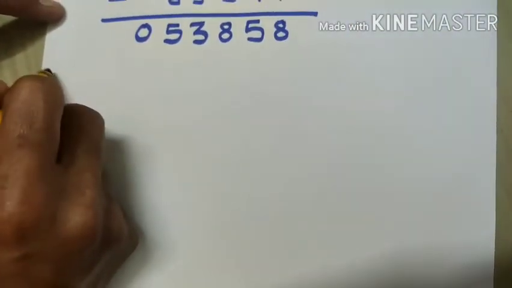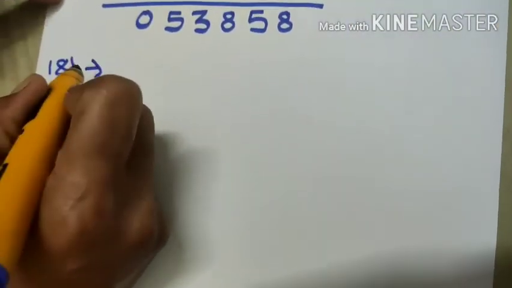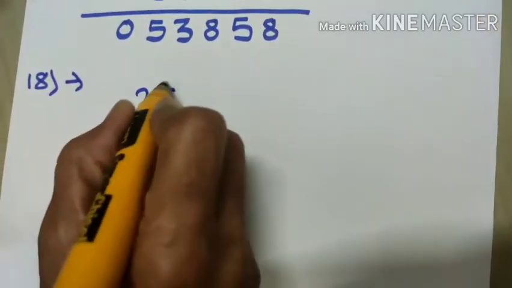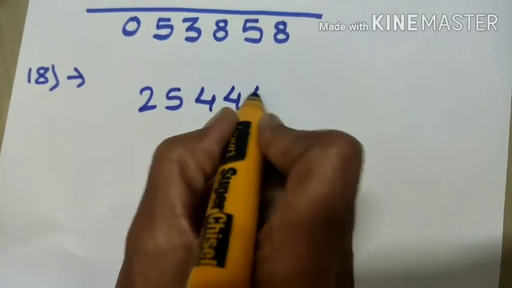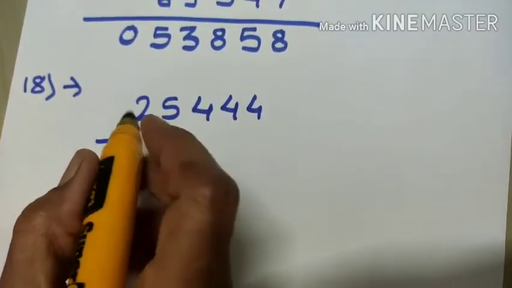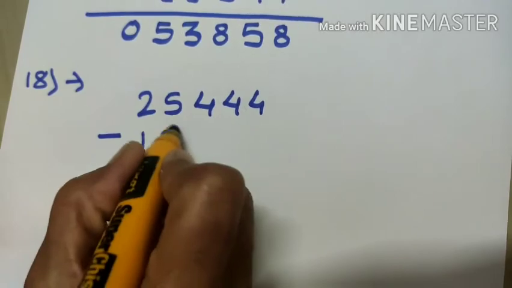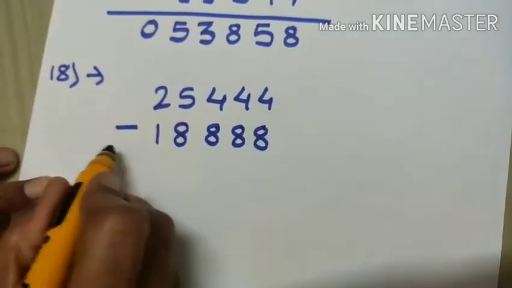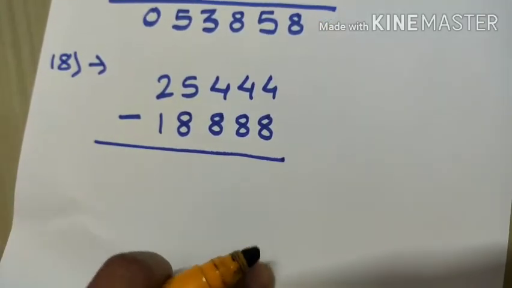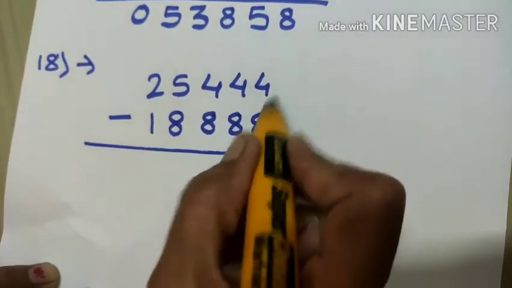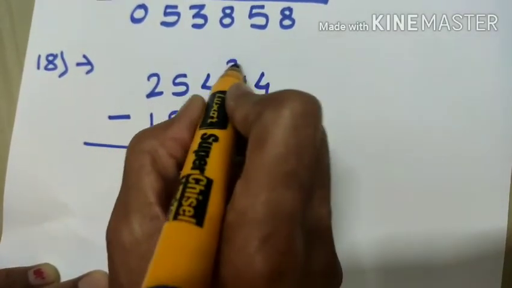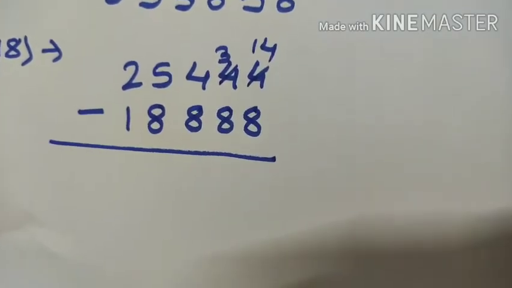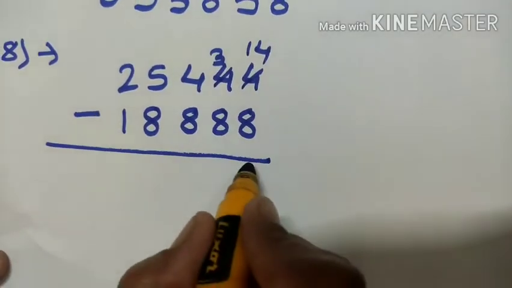Question answer I am showing you. After "from", the number is given, 25,444 minus the first number given, 18,888. Do subtraction. See, 4 minus 8 cannot do. Here 3, here 14. 14 minus 8, answer is 6.